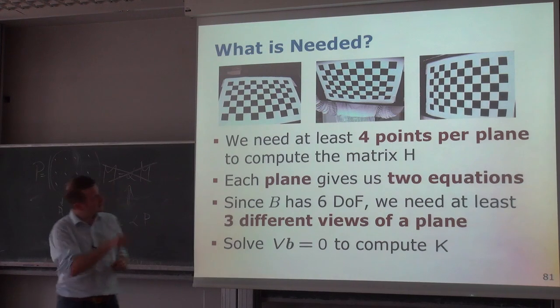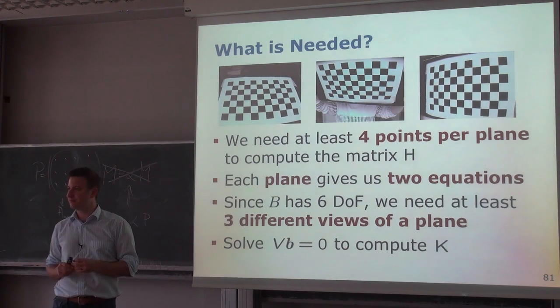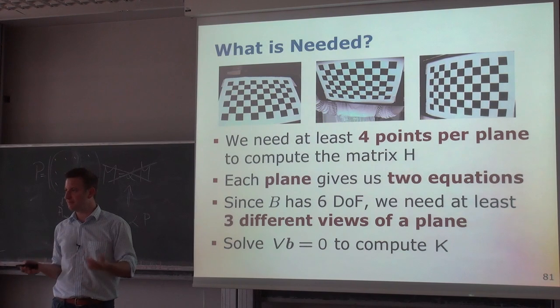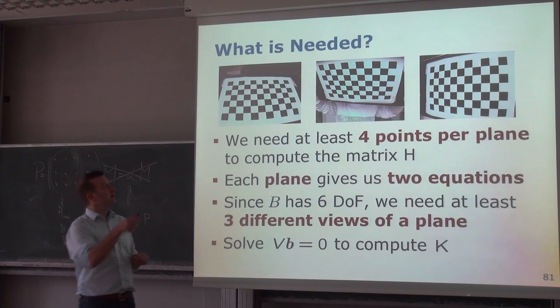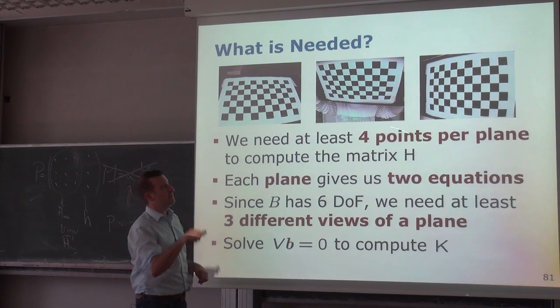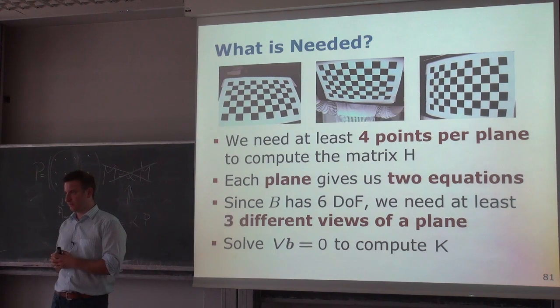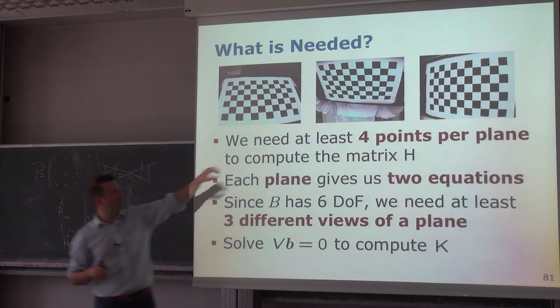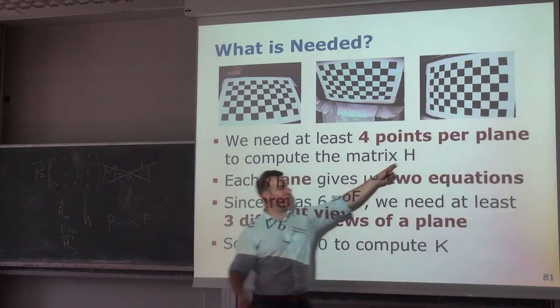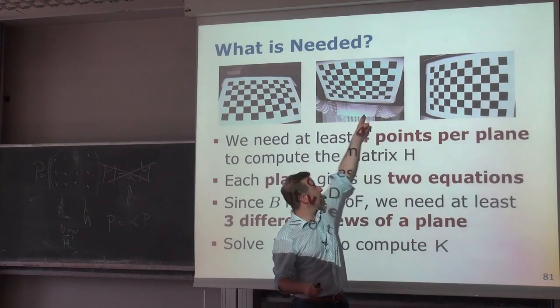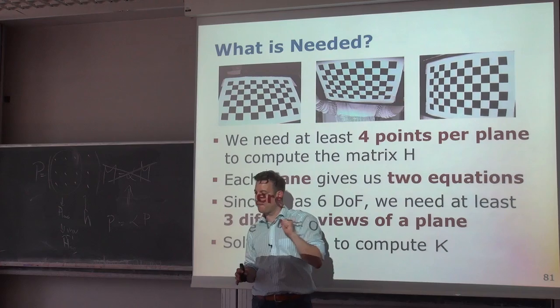So what is needed? I need at least 3 images like this. Of course, the more images, the better it typically gets. And in every one of those images, I need to be able to identify at least 4 points. I need these 4 points per plane to compute the matrix H, the homography, so how this plane is mapped onto the image.